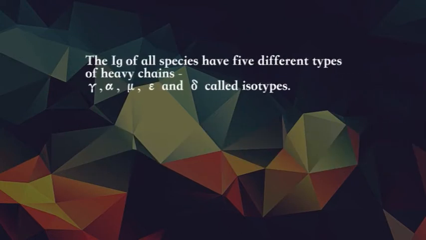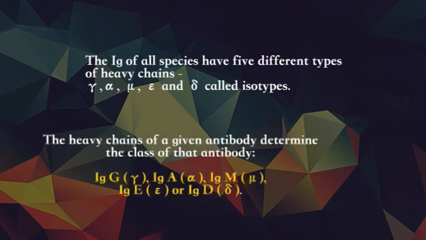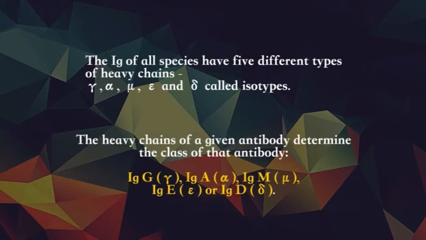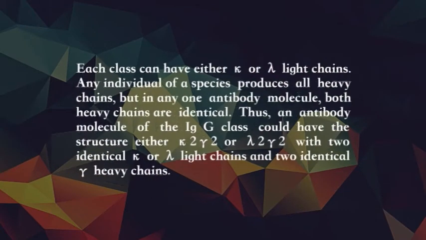The Ig of all species have 5 different types of heavy chains: gamma, alpha, mu, epsilon and delta, called isotypes. The heavy chain of a given antibody determines the class of that antibody. IgG for gamma, IgA for alpha, IgM for mu, IgE for epsilon and IgD for delta. Each class can have either kappa or lambda light chains.